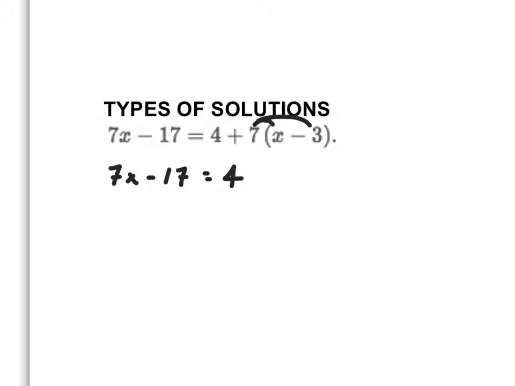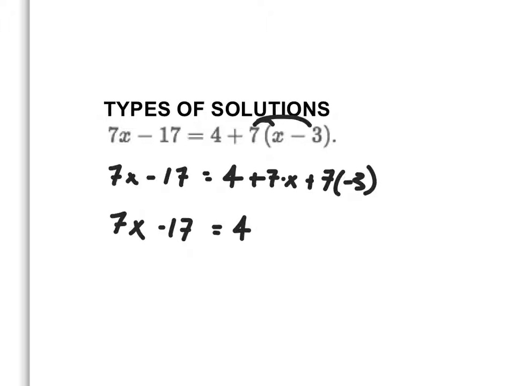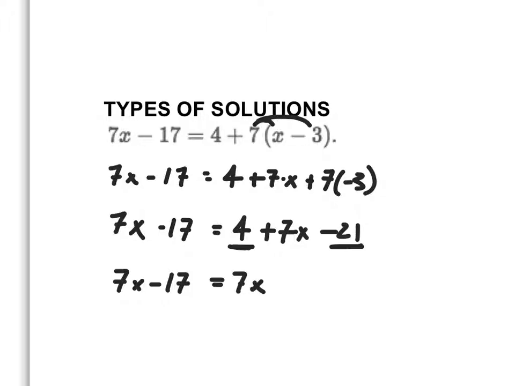And then we've got plus 7 times x plus 7 times negative 3. So now I'm going to get 7x minus 17 is equal to 4 plus 7x minus 21. Negative 3 times 7 is negative 21. Then I want to combine my like terms. I have the 4 and the negative 21, and on the left side, we're going to keep writing what we wrote down. Just don't change anything. Then I have 7x, and 4 plus negative 21 gives me negative 17.